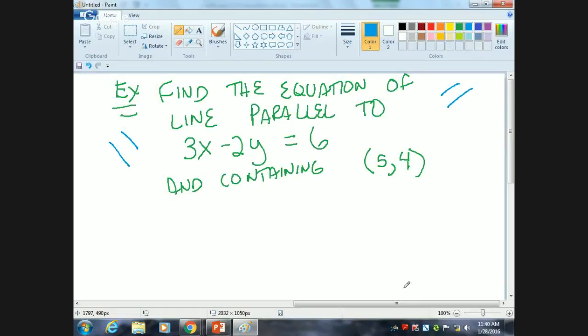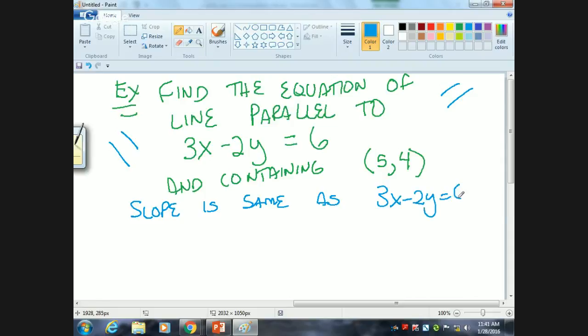3. Because slope, in our little common sense version of it, has to measure how steep lines are. If two lines are parallel, they have to be just as steep as each other. So they have to have the same slope. Two lines that are parallel have to have the same slope. So what we know is that our slope is the same as the line 3x minus 2y equals 6. But we have to do some work to figure out what that is.